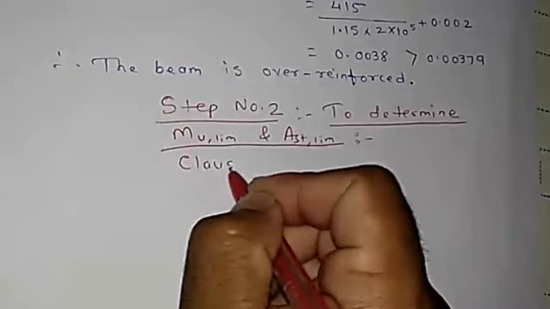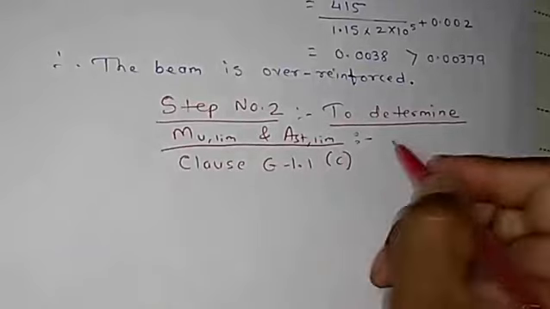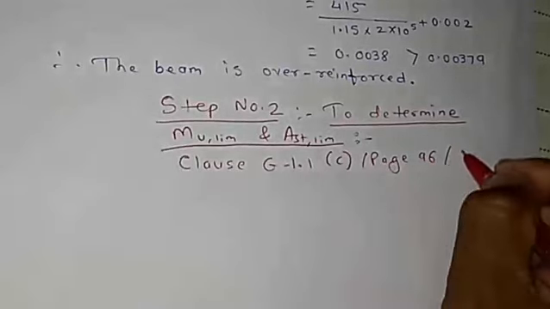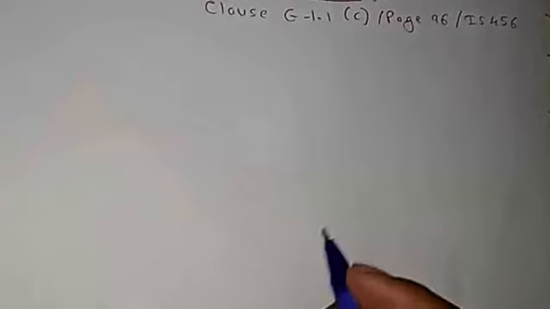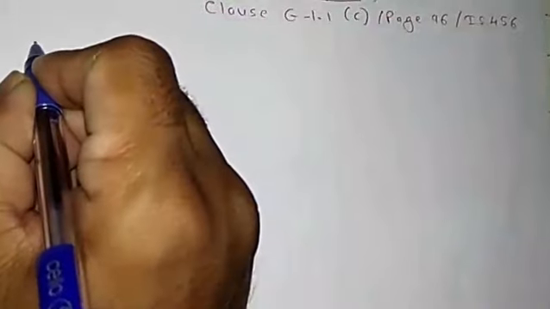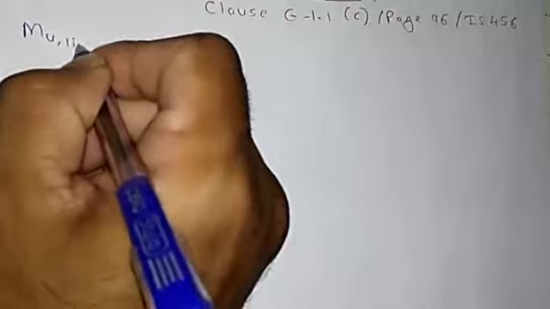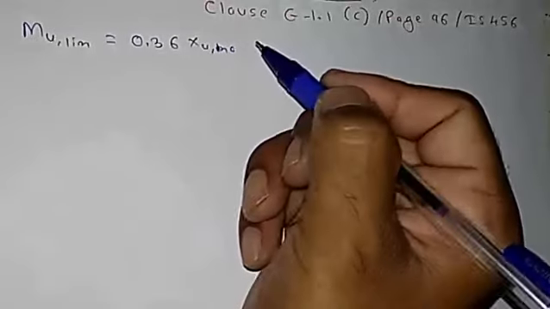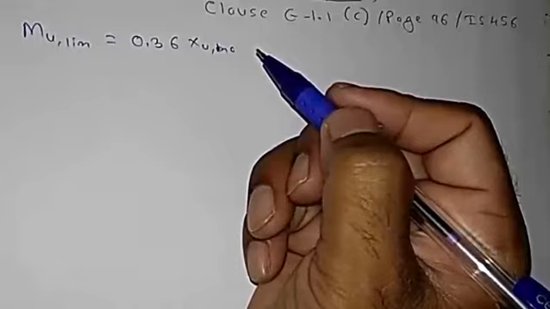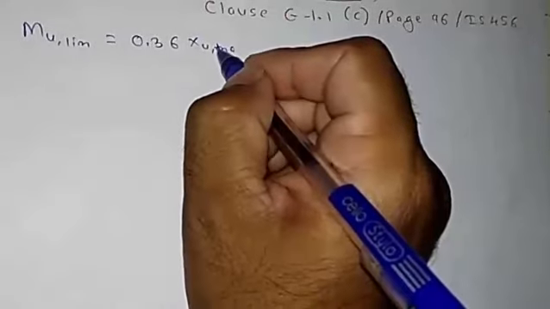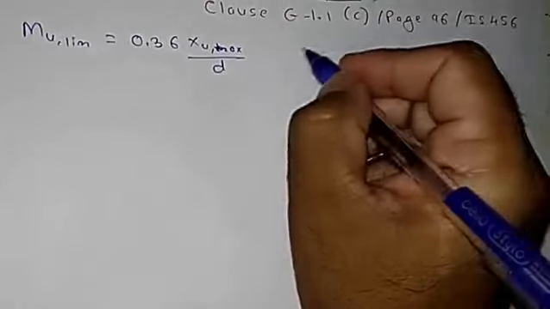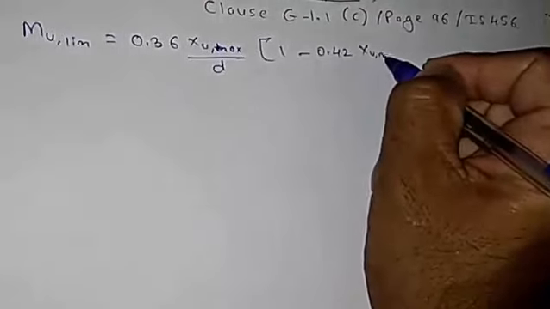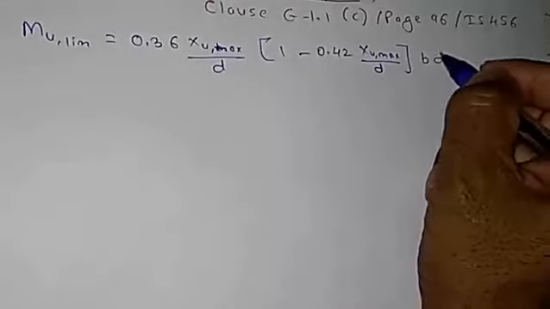So, clause G1.1c, page 96 of IS 456. So we got the formula, Mu limiting equals 0.36 xu max by d into 1 minus 0.42 xu max by d, b d square fck.